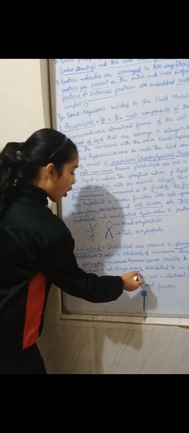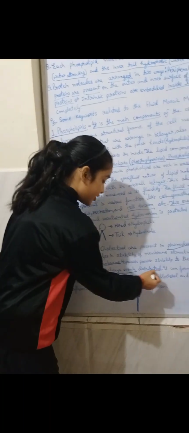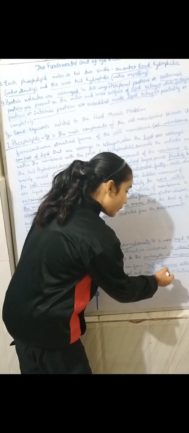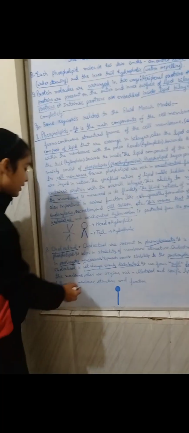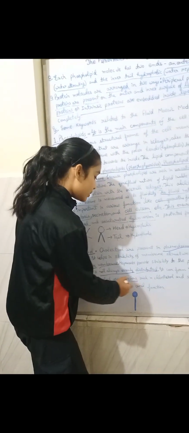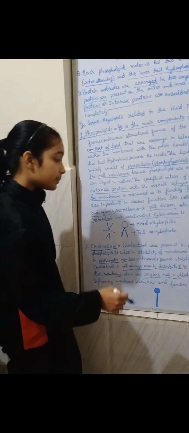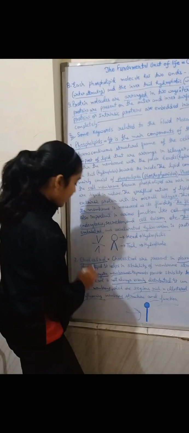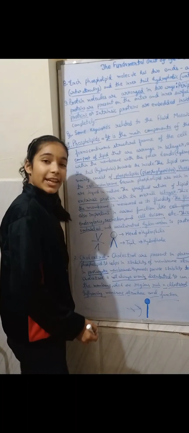Cholesterol is not always evenly distributed. It can form raft domains within the membrane, which are regions rich in cholesterol and specific lipids and proteins, influencing membrane structure and functions. And this is the symbol of cholesterol.